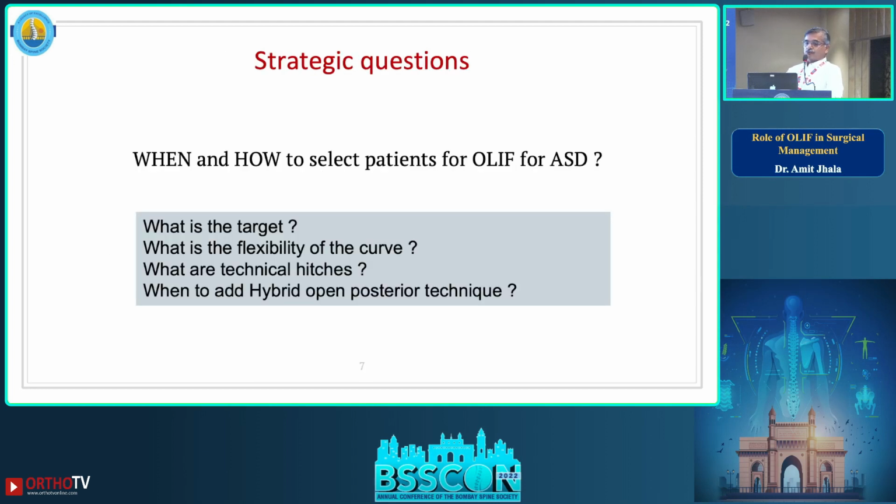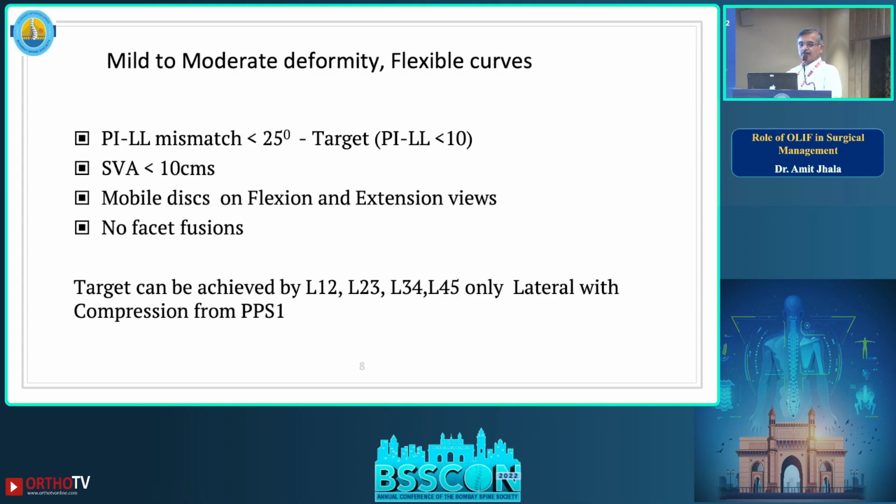So the strategic questions are when and how to select the patient for OLIF for adult spinal deformity. You should know what your target is, what the flexibility of the curve is, what the technical hitches are, and when to add a hybrid posterior technique. If I can answer all these things, that's better. If you have a mild to moderate deformity and a flexible curve, this is one of the easiest things to do by an OLIF, where PI-LL mismatch is less than 25 and SVA is less than 10.